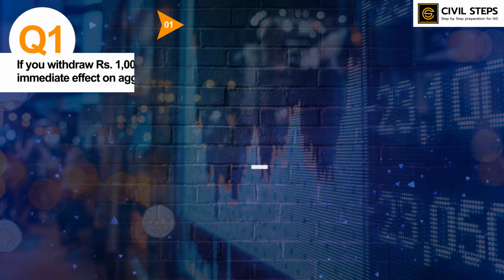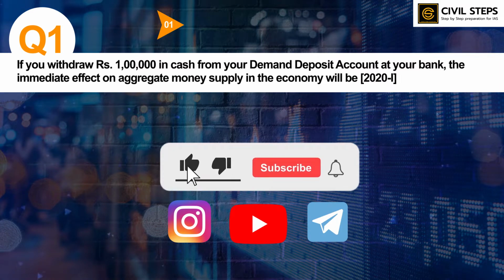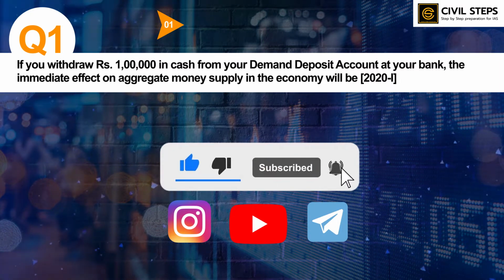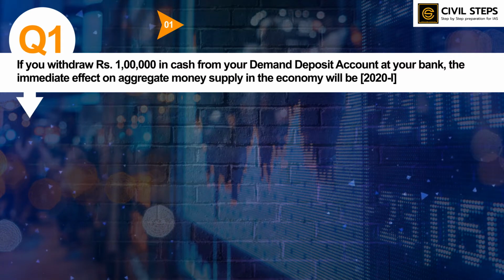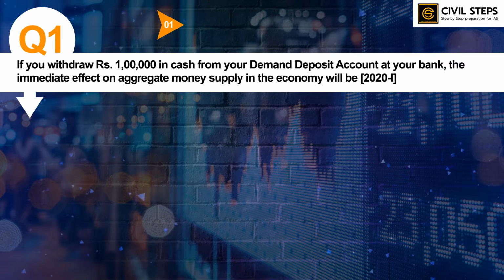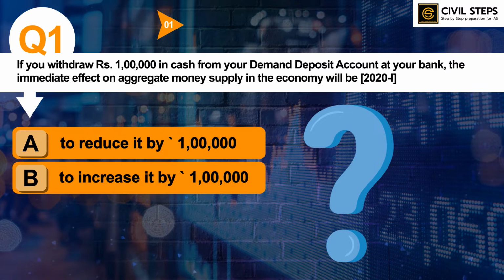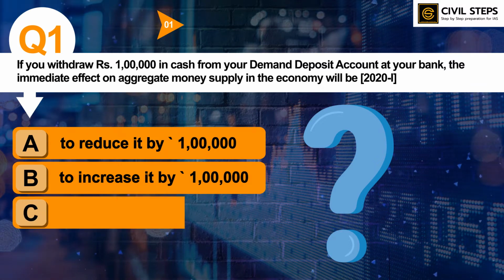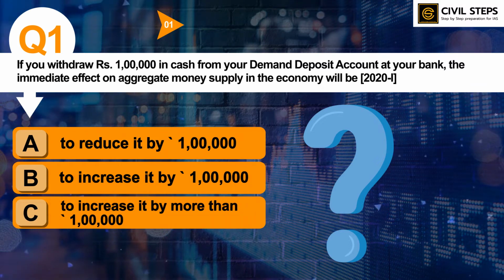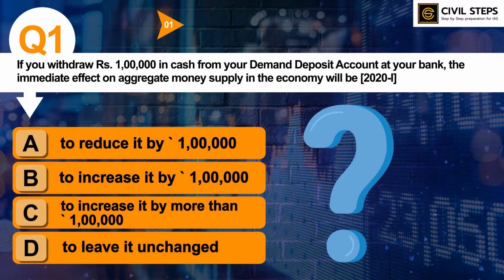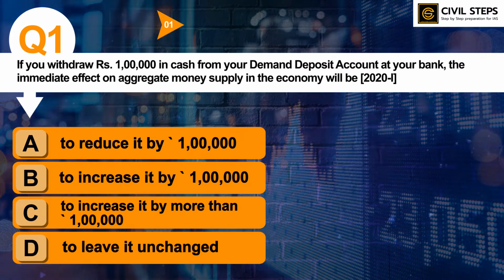So the first question is: if you withdraw rupees 1 lakh in cash from your demand deposit account at your bank, the immediate effect on aggregate money supply in the economy will be: option A, to reduce it by 1 lakh; option B, to increase it by 1 lakh; option C, to increase it by more than 1 lakh; option D, to leave it unchanged. So you can pause this video and write your answer in the comment section below. I hope you have written the answer. So the answer of this question is option D, to leave it unchanged.